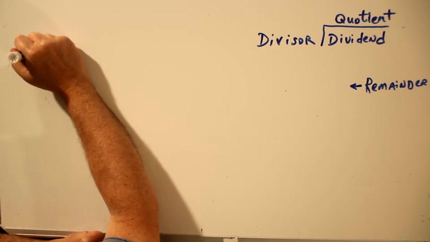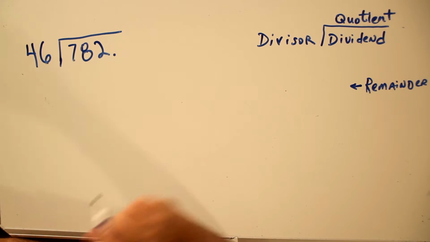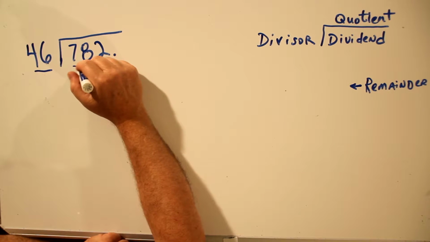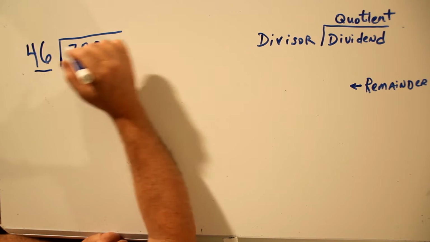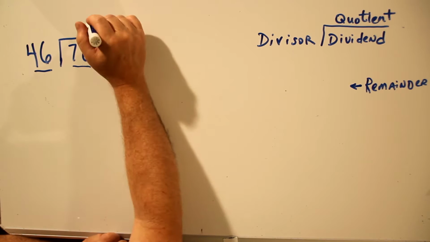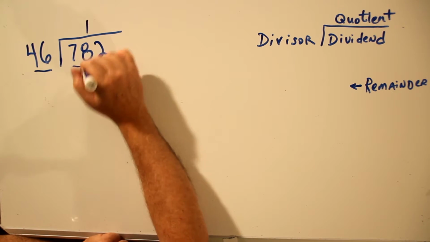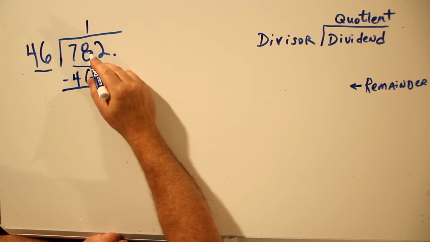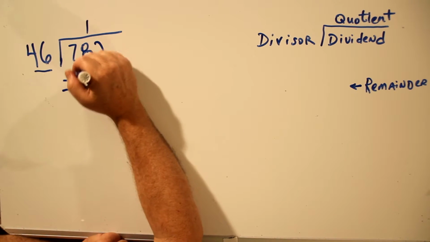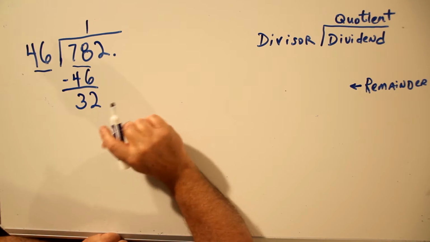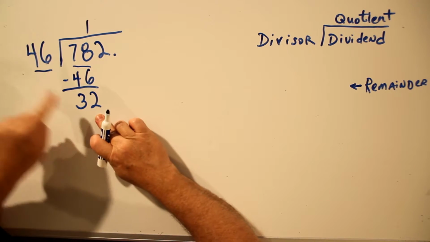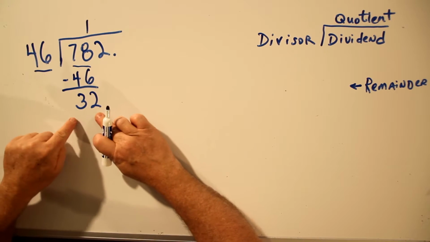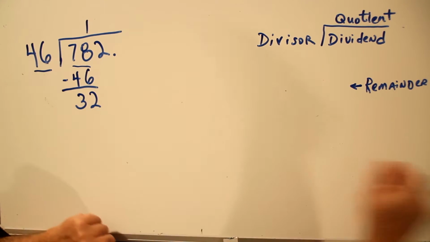Let's divide 46 into 782. Again, we have to divide both digits of the divisor, 46, into the first two digits of the dividend. 46 goes into 78 once. 1 times 6 is 6. 1 times 4 is 4. Subtract 46 from 78. 8 minus 6 is 2. 7 minus 4 is 3. Now let's check. This number, the remainder, has to be smaller than the divisor, or we've not picked a big enough number up here. But in this case, 32 is smaller than 46, so we're fine.